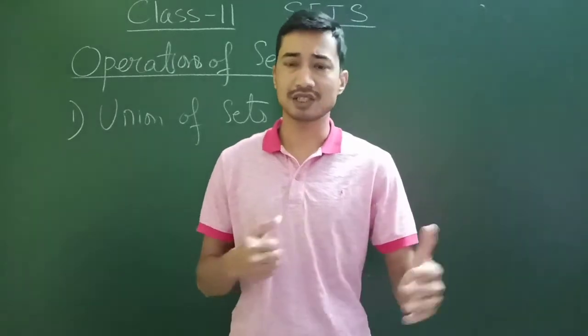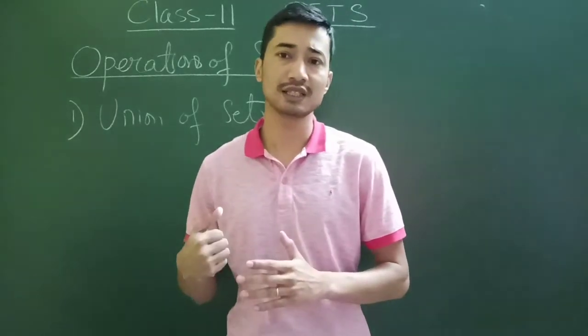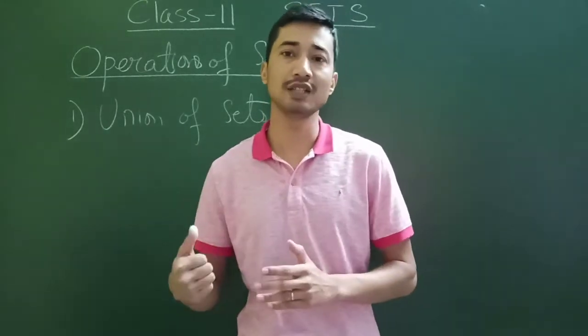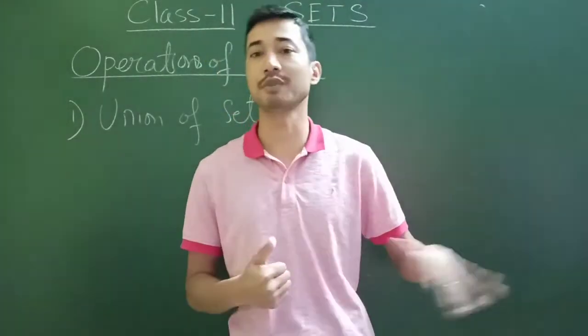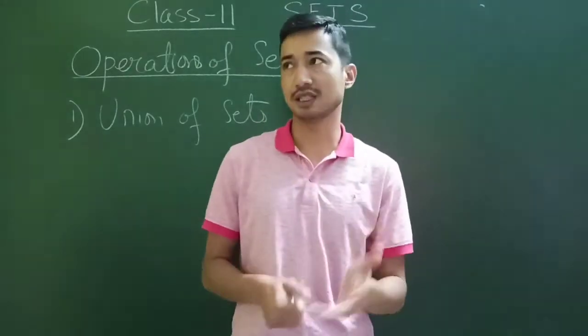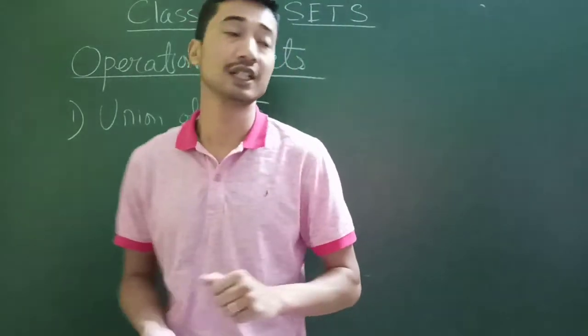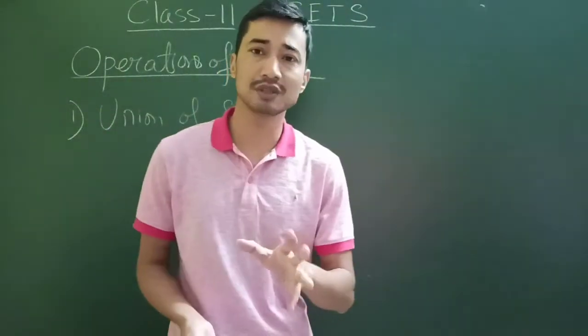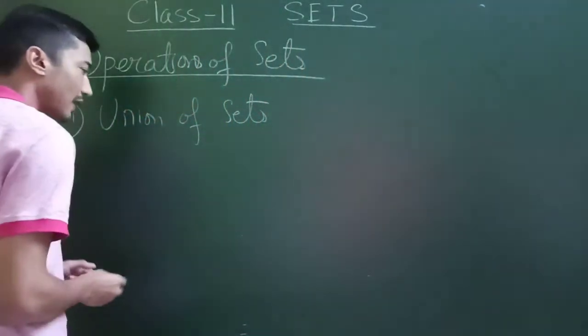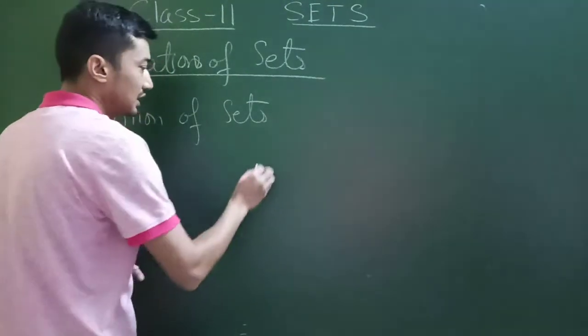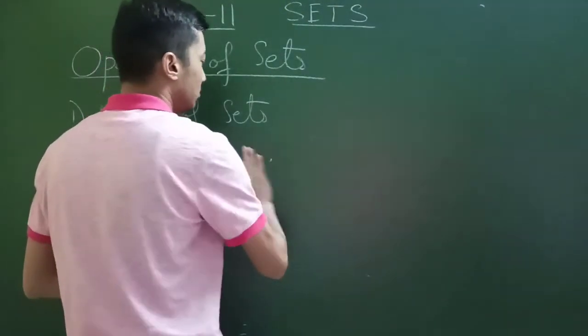Difference would be subtraction. If it's A minus B, then from the set A you remove the elements that are from set B. And complement is slightly different. Complement means all the elements which are not in the set A. For that I'm not going to explain the definition here. Just consider two sets.